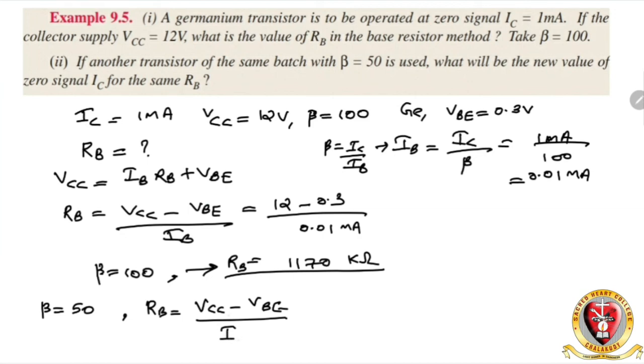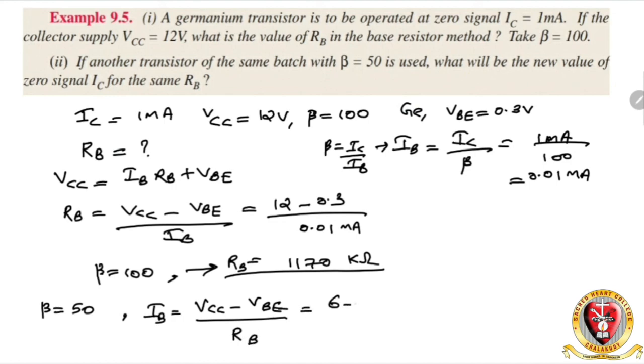But the question here is, we need not find RB, but we have to find the new value of IC for the same RB. That means in this case RB is the same as in the previous case, but we have to find IB, that is the zero signal base current, and then using this beta value, find the zero signal collector current IC. So IB is equal to VCC minus VBE by RB.